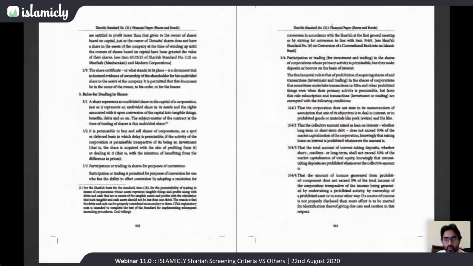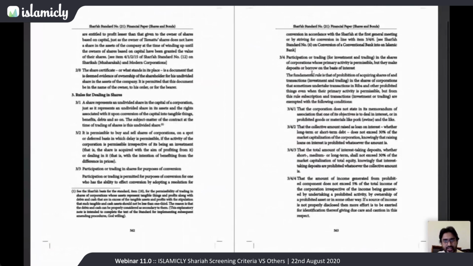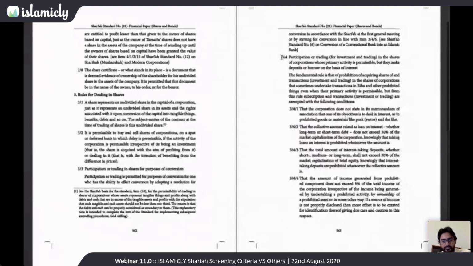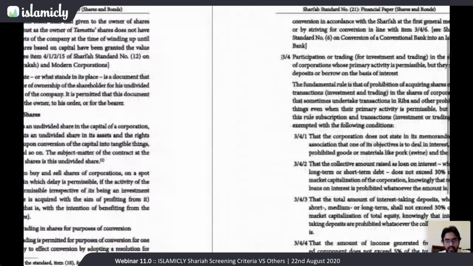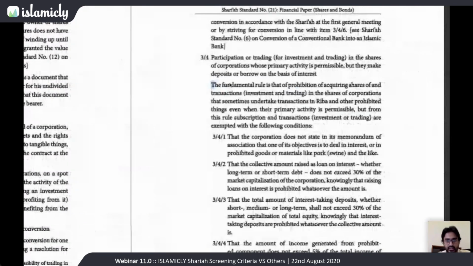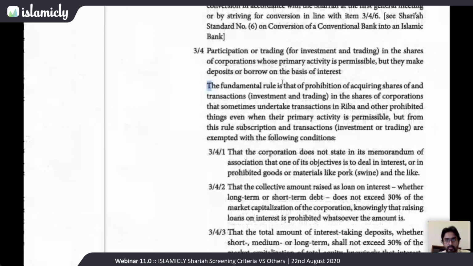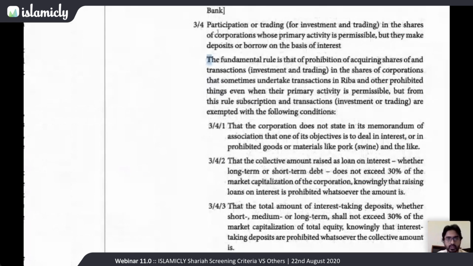This is the Sharia standard number 21, financial paper, shares and bonds of AOP. As you can see, section 3(4) over here. I'll expand this a little bit and centralize it. There you go. I think you can read it now. So over here, if you read this standard, participation or trading for investment and trading in the shares of corporations whose primary business activity is permissible but they make deposits or borrow on the basis of interest.